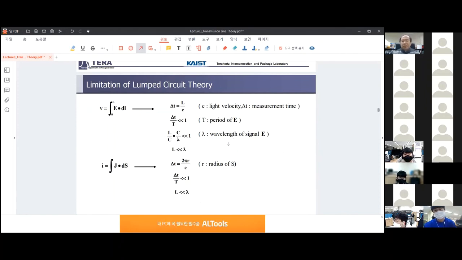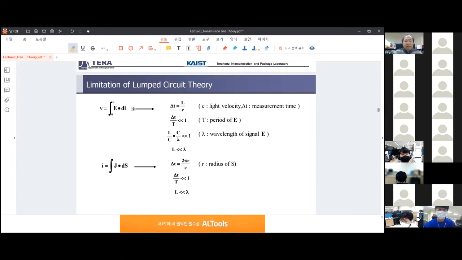Now, so far I was talking about challenges related to high-speed digital signaling. Now I would like to jump into the limitations of lumped circuit theory, which we learned in circuit classes at the undergraduate level.